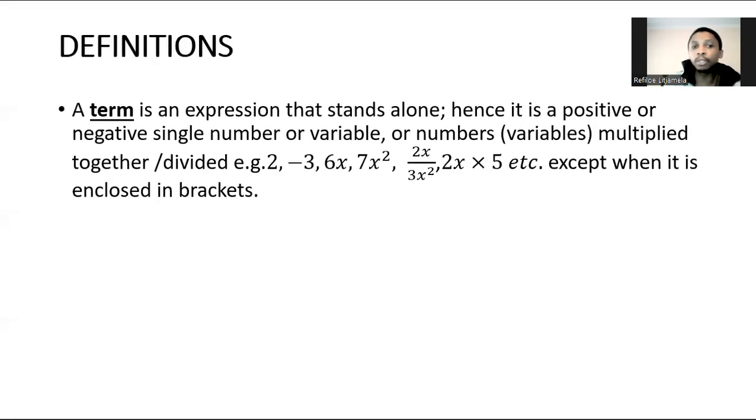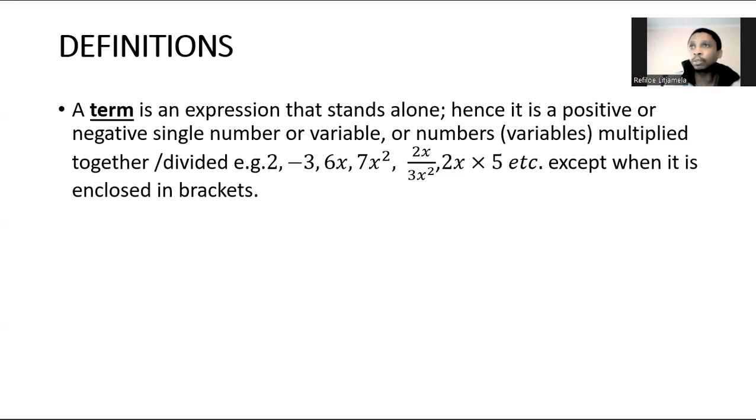A term is an expression that stands alone. Hence, it is a positive or negative single number, variable, or numbers and variables multiplied together or divided, except when it is enclosed in brackets. And I gave you examples of a term there. It's 2, -3. 6x is also a term where you have an integer multiplied by the variable x.